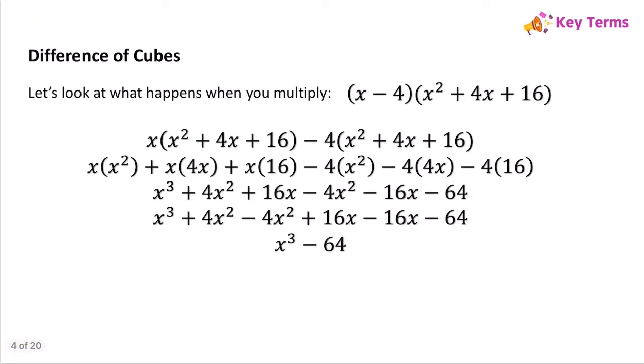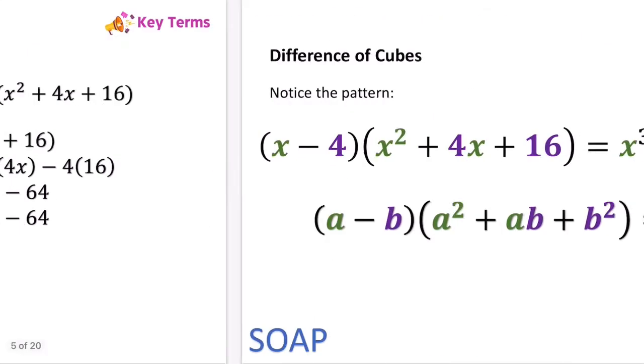So let's look at what happens if you multiply x minus 4 times x squared plus 4x plus 16. So you can see here that I've done the distributive property and expanded this out. And then when I combine my like terms, my plus 4x squared and minus 4x squared will cancel each other out. Similarly, my 16x and minus 16x will also cancel each other out, leaving me with x cubed minus 64, which is the difference of cubes.